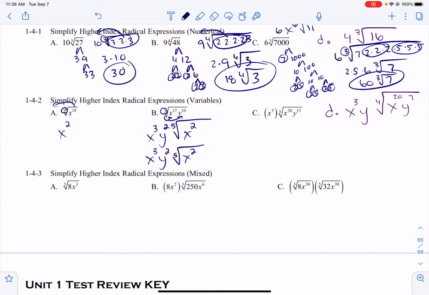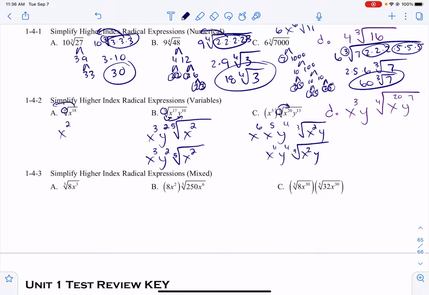Part C, I'm looking for groups of 3. So if I have 20 x's, I can get 6 groups out. And I already have 5 groups in front. And when I take out those 6 groups, I'm going to have 2 left over, right? And then y's, if I take out groups of 3, I'm going to end up with 4 groups of y's and 1 left over. So when I combine this, x to the 11th, y to the 4th, and then I've got cube root x squared y.